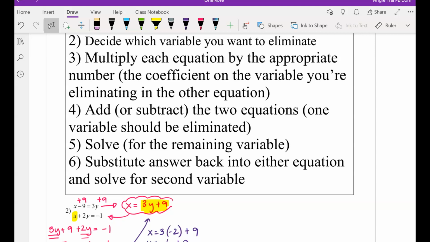Okay. Grace L., can you help me read 4, please? Add or subtract the 2 equations, one variable to be eliminated. Good. Okay. So because now the signs are opposite, that means you can add and then they will be canceling each other. Diego, help me read 5, please. Solve for the remaining variable. Okay. And last one, Alan, help read 6, please. Plug the answer back in either equation and solve for the second variable. Very good.